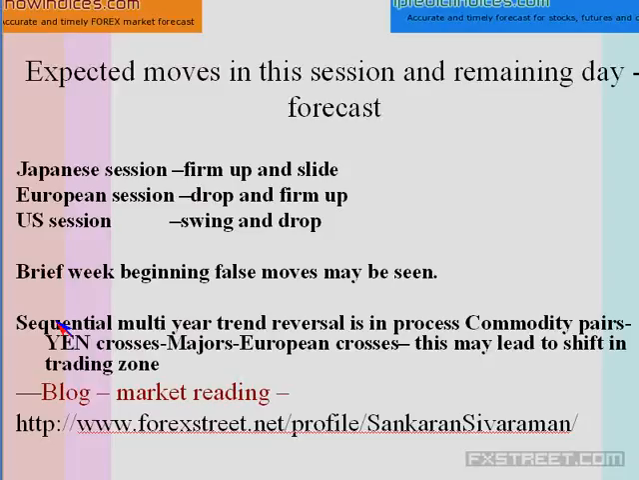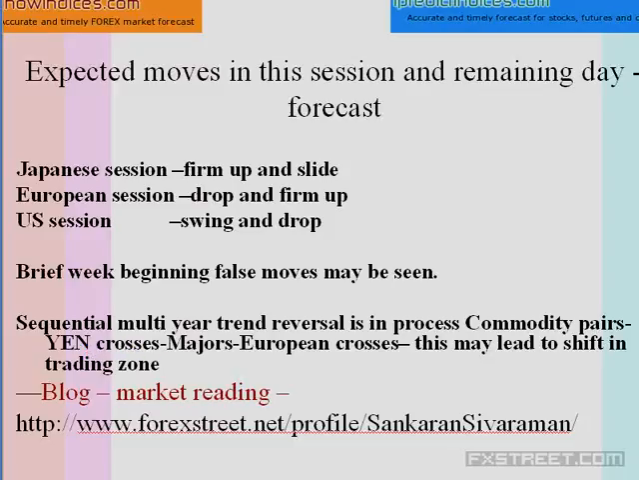Then tomorrow, Euro and GBP are expected to firm up once the US comes out of holiday, and afterwards they are not going to sustain the highs, and they are expected to slide again from Wednesday and Thursday. After the BOE and the ECB rate announcements, they are expected to drop further, and on Friday there could be a pullback. So sequential trend reversal is happening in those currencies I mentioned and also commodities. Watch that carefully. Now they are handling the yen cross.